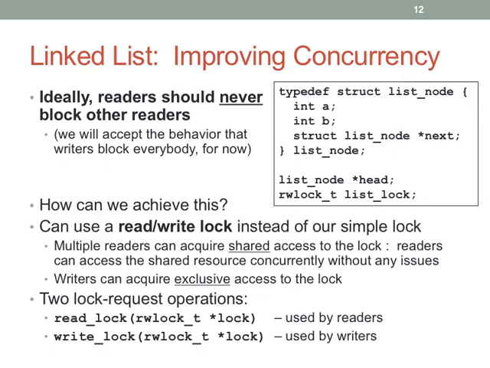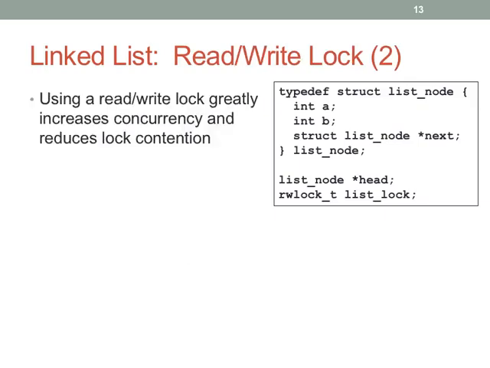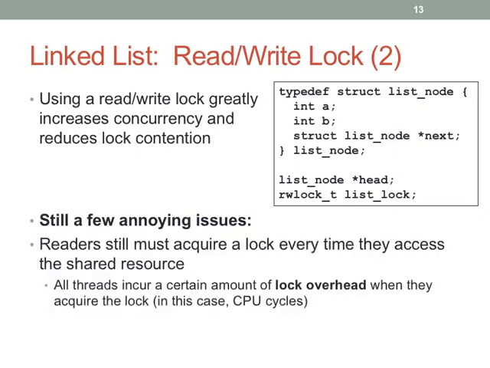So you see all these lock operations floating around right now. Okay, so that will help. Now we get more concurrency. Now we get more readers able to access the list right away. And so this is nice. We reduce lock contention. But there are still some things that are annoying.